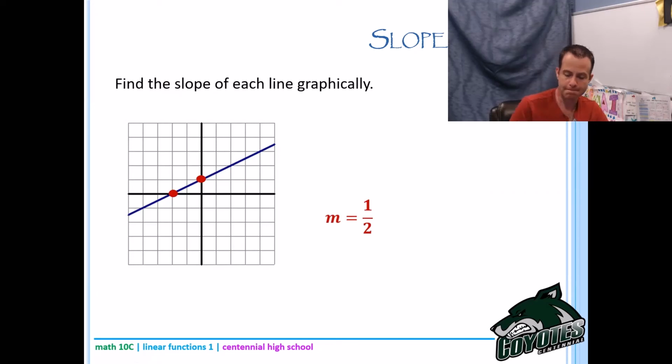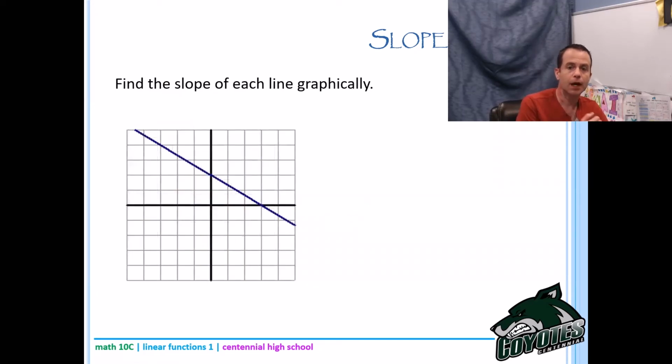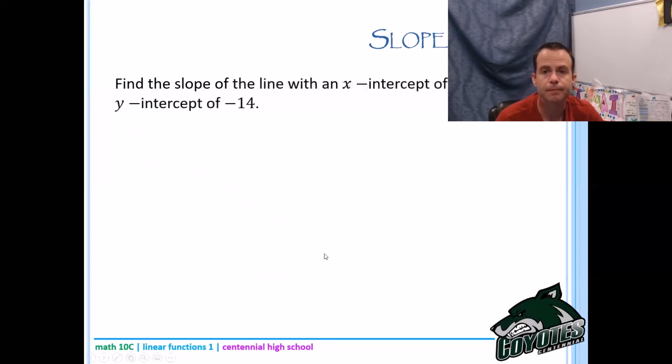Okay. Next guy, I would want you to look at this and say this has to be a negative slope. Okay. Find 2 points that you're super comfortable with. Those are the 2 I chose. I'm going down 2, right 3. So my slope would be negative 2 over 3. Rise over run. Okay.